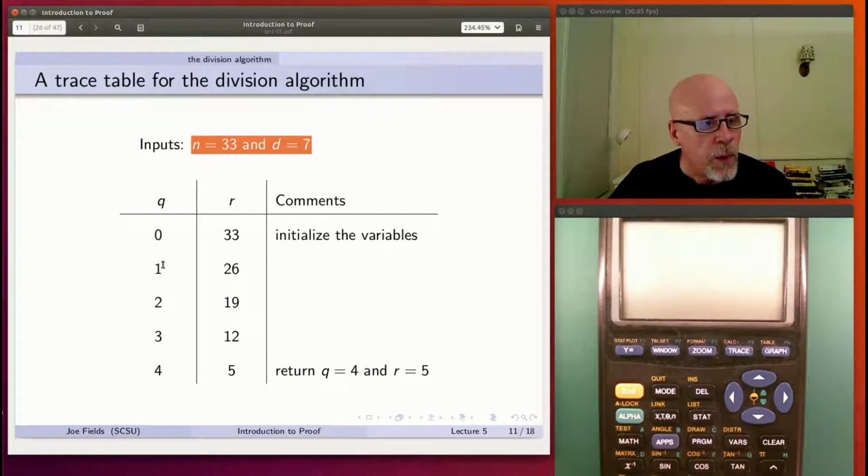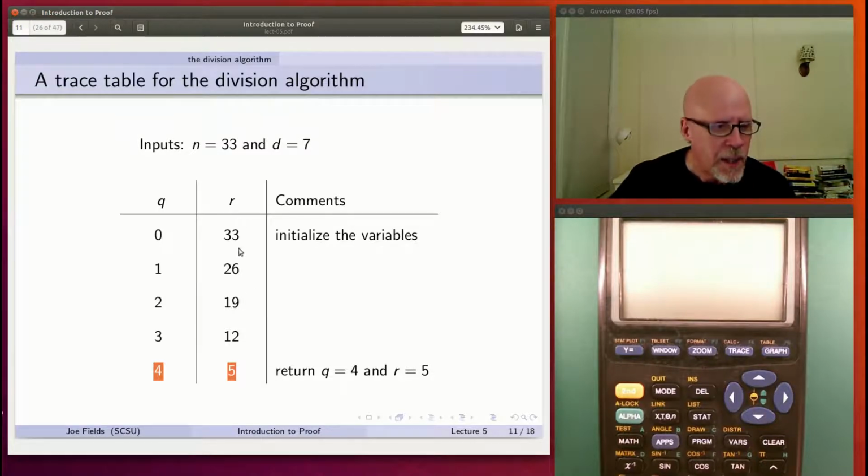The first time q gets bumped up by 1 and r gets dropped by 7. 33 minus 7 is 26. Then q gets bumped up another time and 7 more off of the r. Keep going like that. At the last line here, the r we got is smaller than d, right? Actually, technically it's the next run through the loop, because that if statement happens right at the top of the loop. But anyway, the next thing that's going to happen is we'll return the two things. In this case, we'll return both the quotient and the remainder.